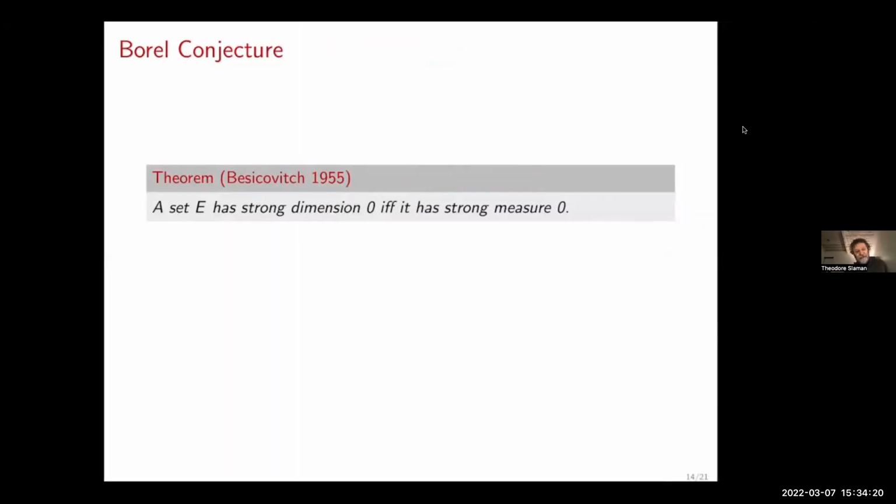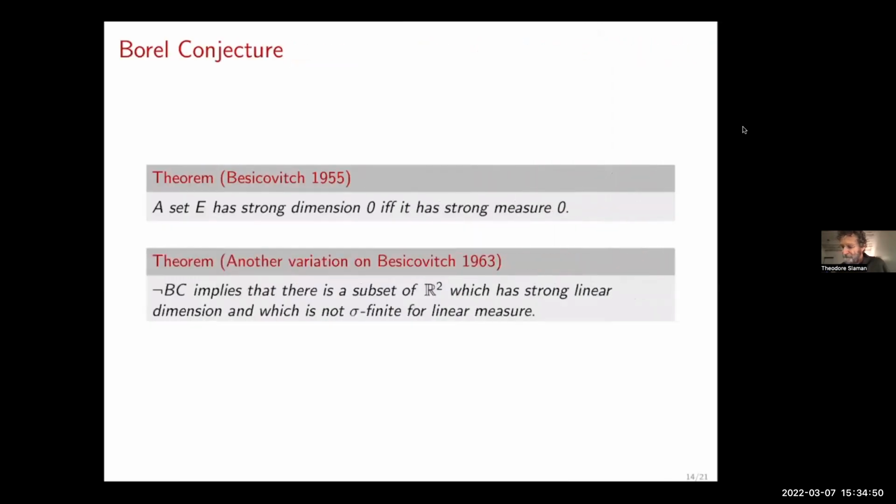Now there's a connection between dimension and measure in this context. Besicovitch in '55 showed that a set has strong dimension zero if and only if it has strong measure zero. So let me remind you of what strong dimension zero means: its outer measure is equal to zero for every gauge function. And then you can generalize that fact.